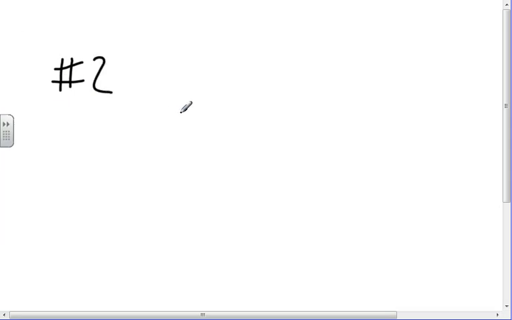5 to the x is equal to 38.1. Well, we could just take our calculator and turn it on and say, I bet you it's something bigger than 2, because 5 squared is 25, and it's obviously something smaller than 3 because 5 cubed is 125. So I could say 5 raised to the 2.3.